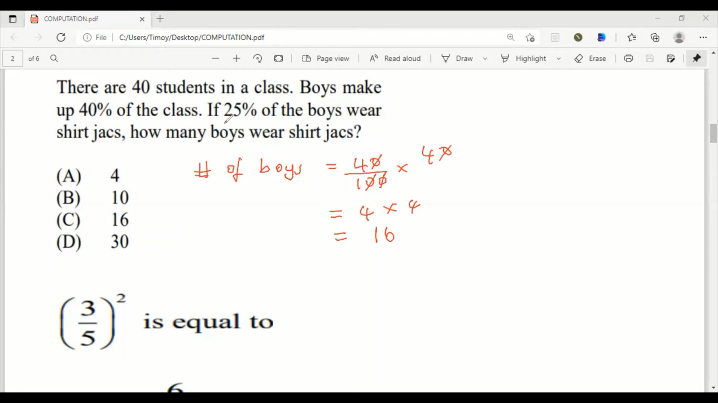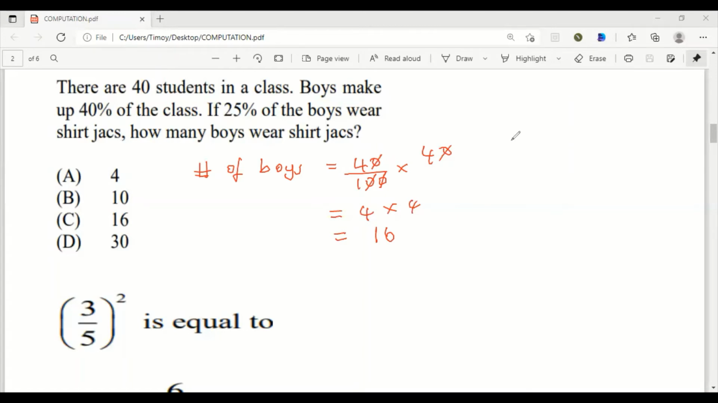Now the second part of the question says 25% of the boys wear shirt jacks, right? So they are saying 25% of the number of boys wear shirt jacks. So how many boys wear shirt jacks? We now need to go and find 25% of 16.